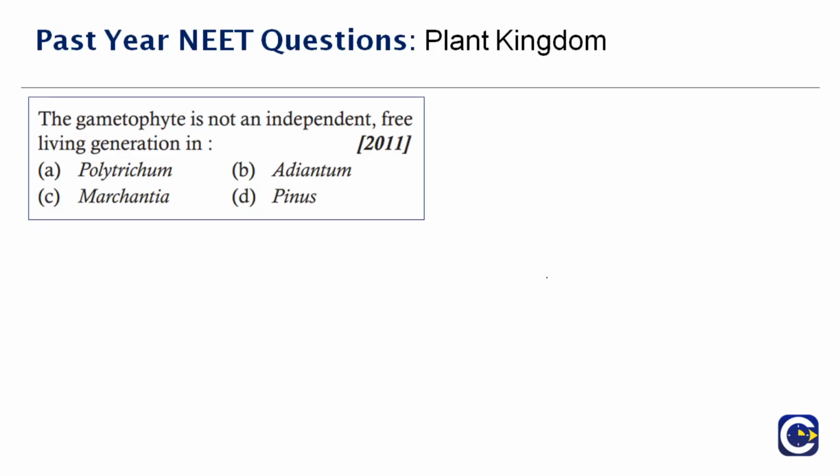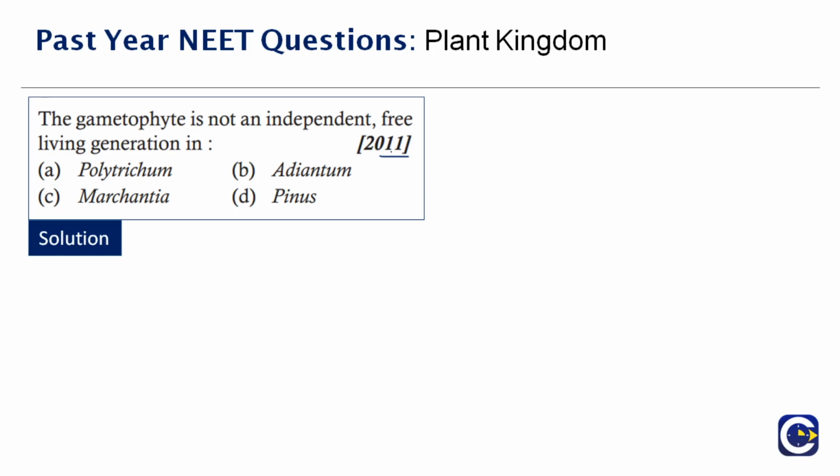So let's read the question. The gametophyte is not an independent free living generation in dash. This question was asked in the year 2011. Here they are asking in which form it is dependent, right? It is not independent, it is dependent on something. So the correct answer is Marchantia, because Polytrichum, Pinus or Dryopteris, if you see, are in independent form. I will tell you why.